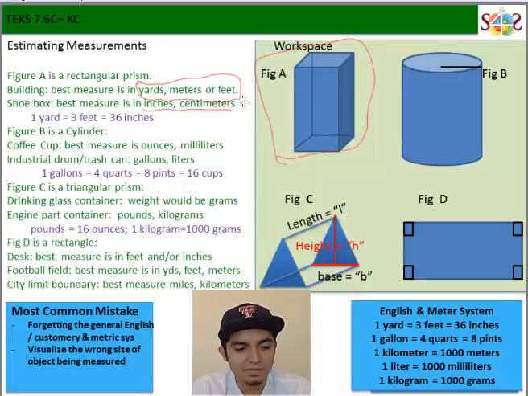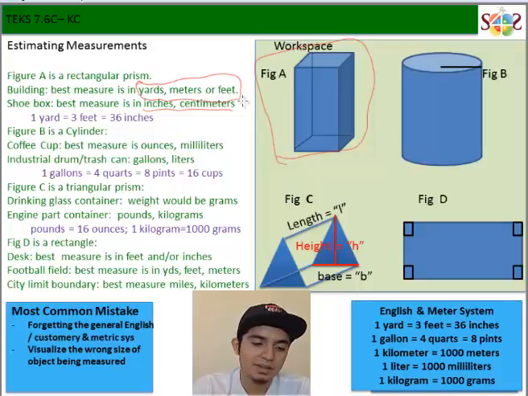Here we have the industrial drum or trash can as an example. Since it's larger than a coffee cup, we're going to be using gallons or liters as the best units to measure the volume of a trash can or industrial drum. And for the conversion, 1 gallon is equal to 4 quarts, 4 quarts are equal to 8 pints, and 8 pints is equal to 16 cups. So 16 cups is equal to 1 gallon.